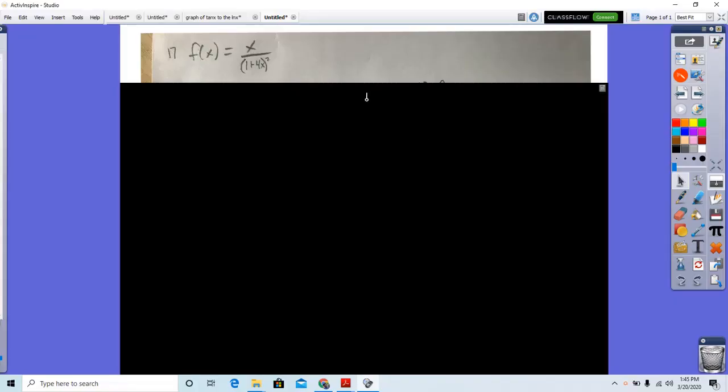Hey guys, I just wanted to look through another power series where we develop a power series from the geometric series. So this is number 17 from section 11.9 in your book, and you're supposed to write a power series for this function f of x.